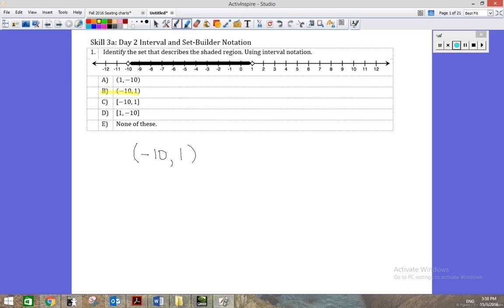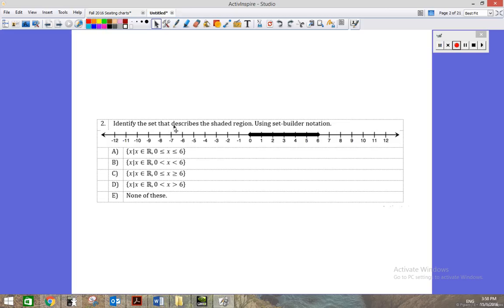I would not have ever picked choice A because 1 is not smaller than -10. And I would never choose choice D because it breaks the definition, the convention that it's always a smaller number, comma, a larger number when you're writing these interval notations. So I'm getting B for choice 1. Let's take a look at 2.